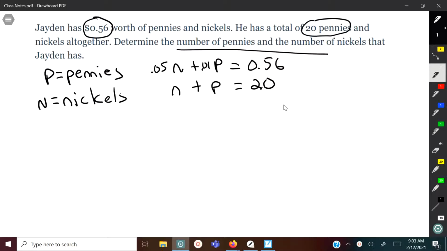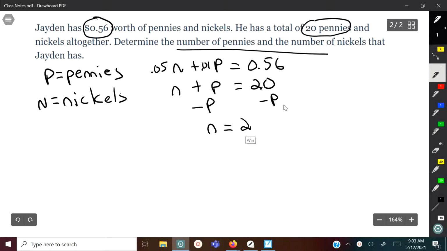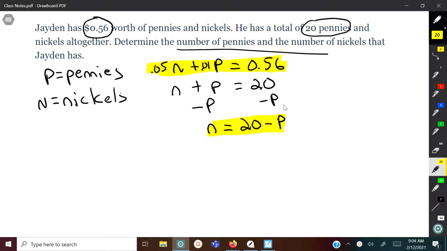We'll just go ahead and solve one. So I'm going to solve the second one real easy. We'll just subtract P on both sides. And that's going to leave us with N is equal to 20 minus P. So now we're working with two equations. We're working with this one and this one. Okay, so N is equal to 20 minus P, and I'm going to plug that in into this equation. So I'm going to write it over here.